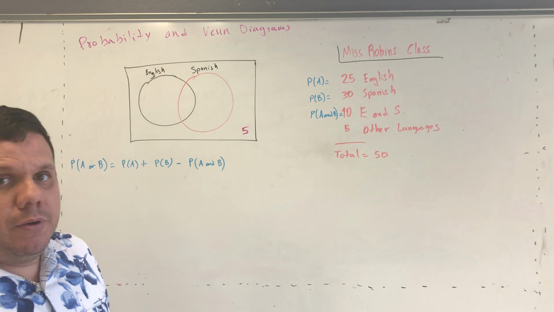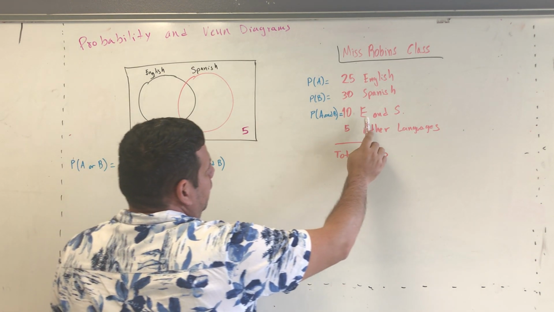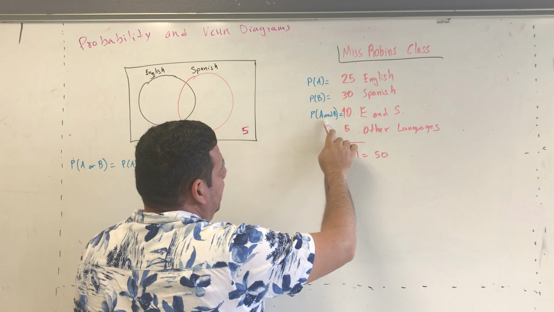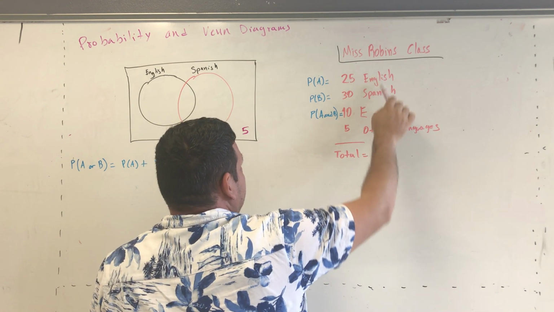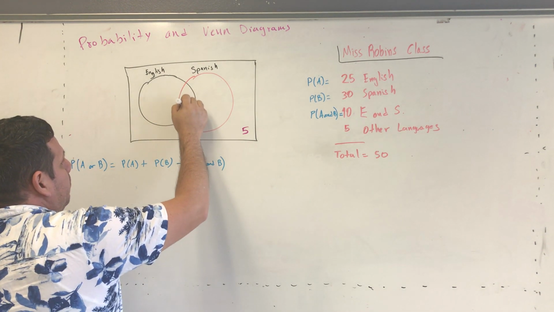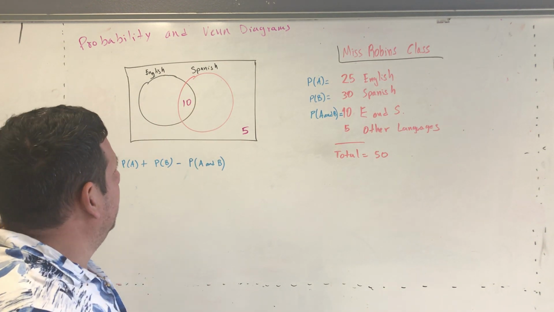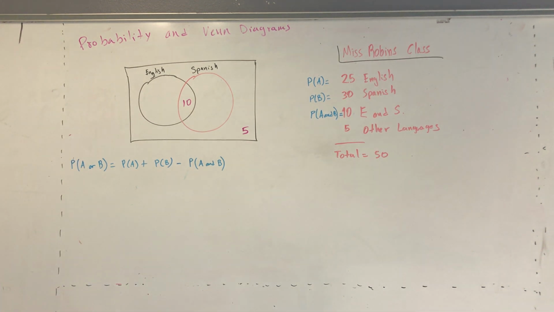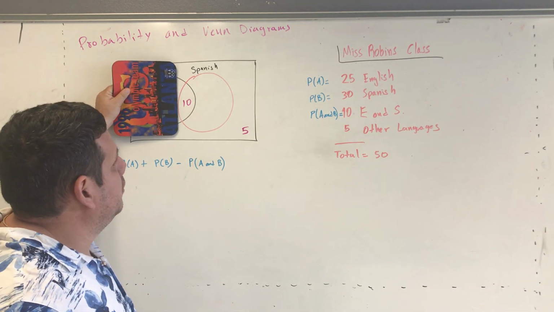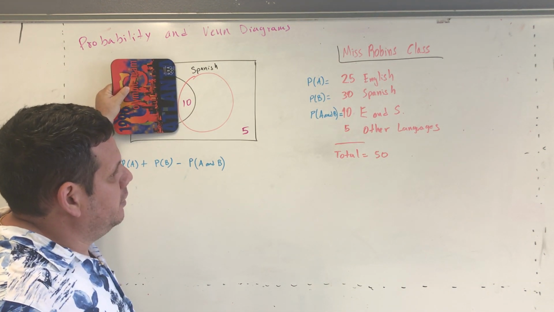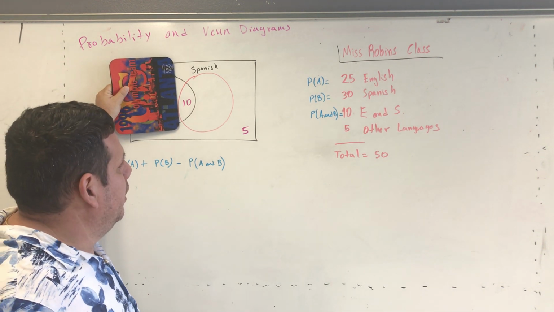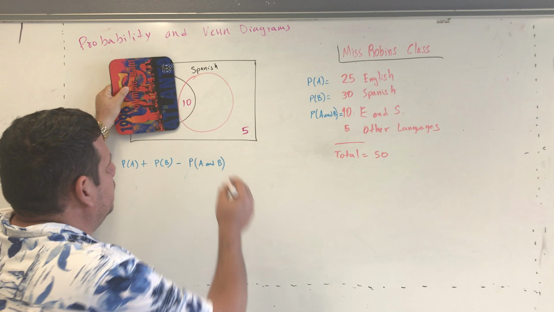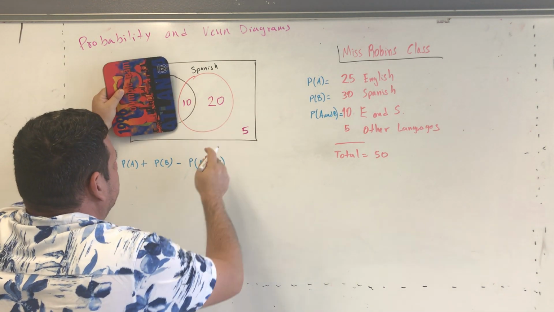Okay, and another thing that is very easy is this one, which is 10. That is the probability of A and B, or having both at the same time, English and Spanish, and we have 10. Okay, so in this case, let me grab something to cover one of the sets. Okay, so we have the set for Spanish. And as you can see, I have 30 students in Spanish, but I already have 10, so I can write 20 right here, okay?